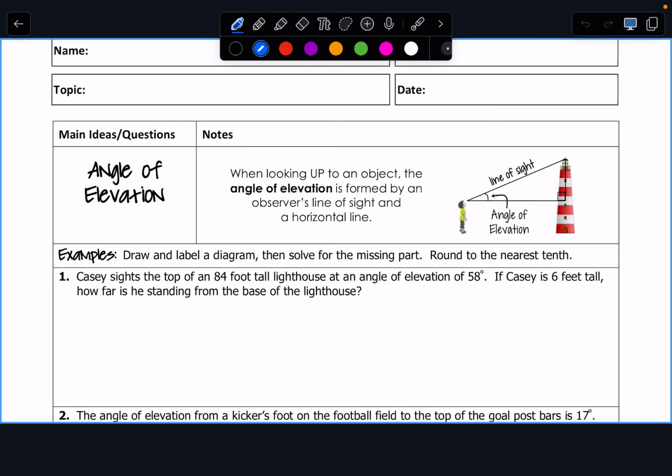Okay. Today's focus is going to be on word problems that require us to use trigonometry. If you can't hear me, I'm guessing you're not going to do very well on the information because you're not listening.